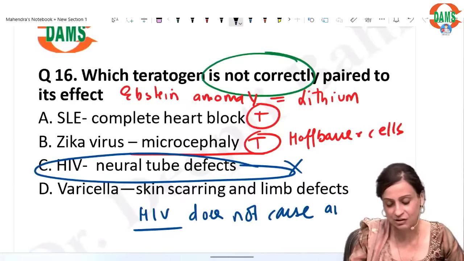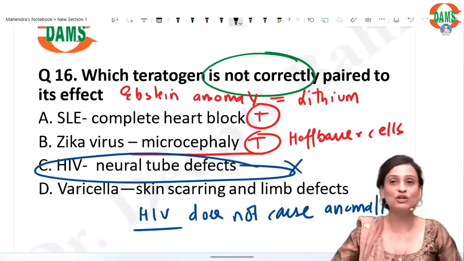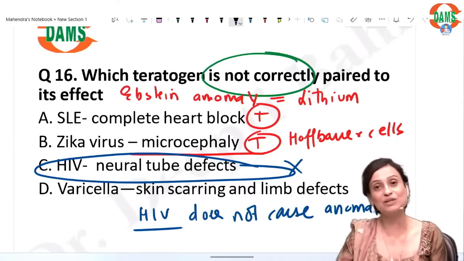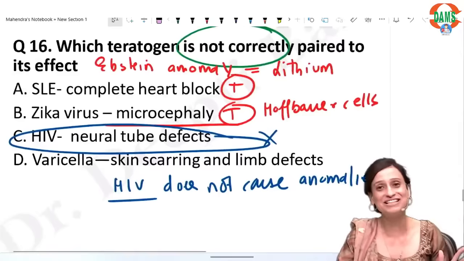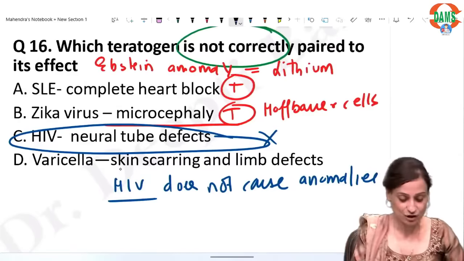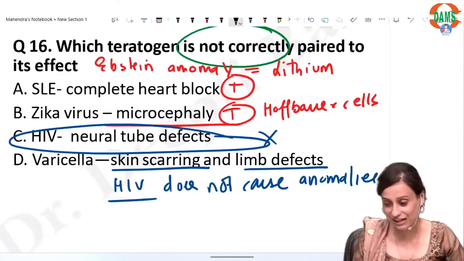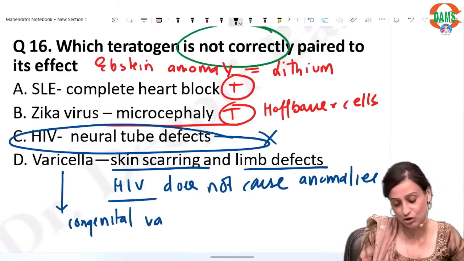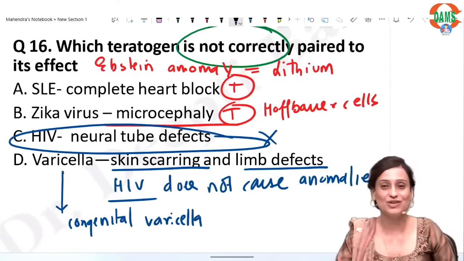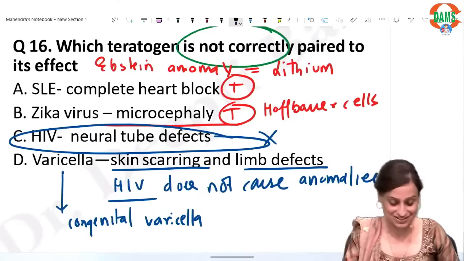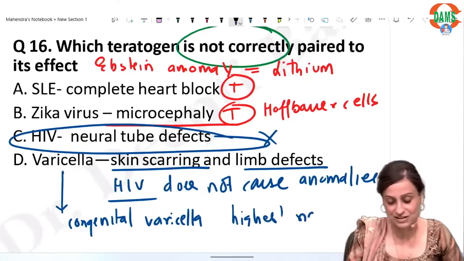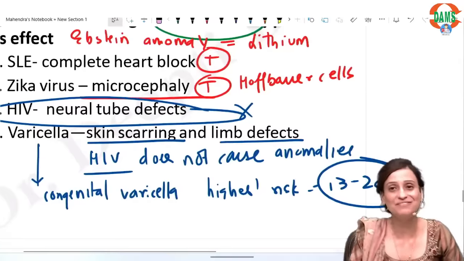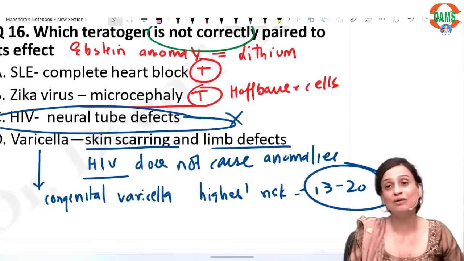What is the concern with HIV? Transmission of the virus itself. So it is basically transmission of the virus which is seen with HIV, but it does not cause anomalies. Remember varicella, it causes skin scarring and limb defects. Who is going to tell me when the risk of congenital varicella syndrome is highest? The highest risk has been a PYQ when it is seen between 13 to 20 weeks. So when the mother gets infected between 13 to 20 weeks.